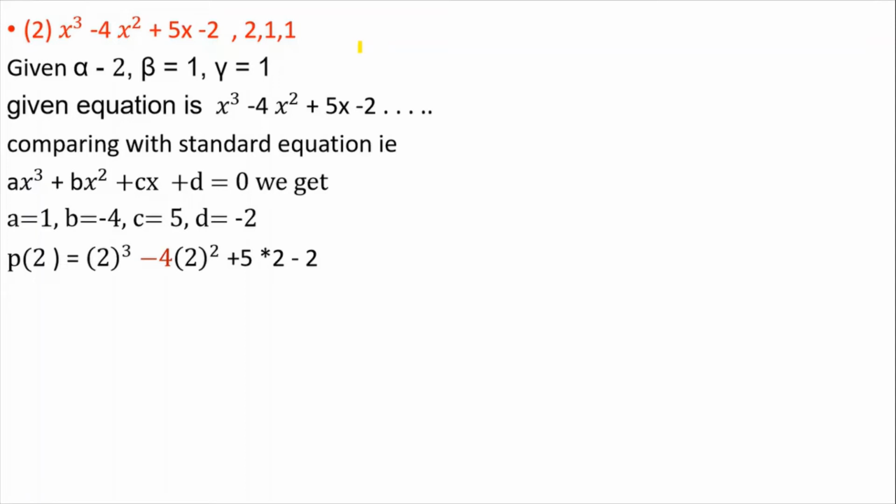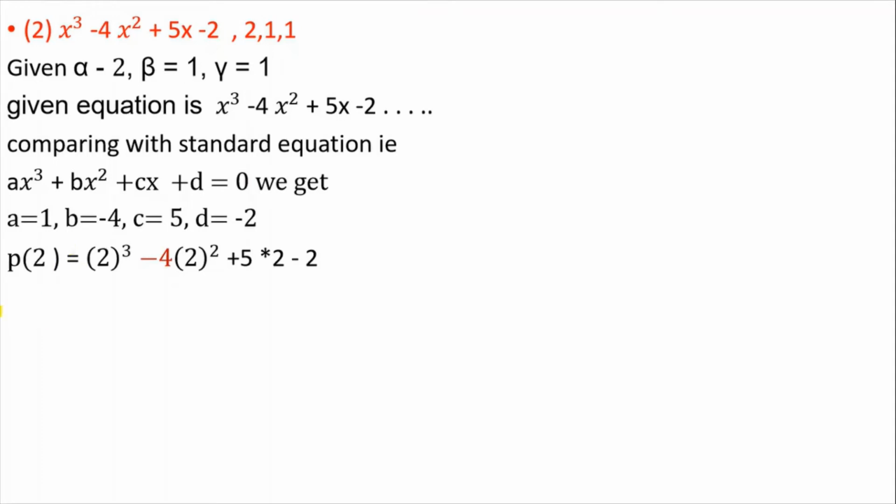In a similar way, if three values are said to be zeros of a given polynomial, we have to check whether p of 2, p of 1 and p of -1 become zero or not. If the values are 0, then we consider these three to be the zeros of the given cubic polynomial. So we want to find p of 2, p of 1 and p of -1.